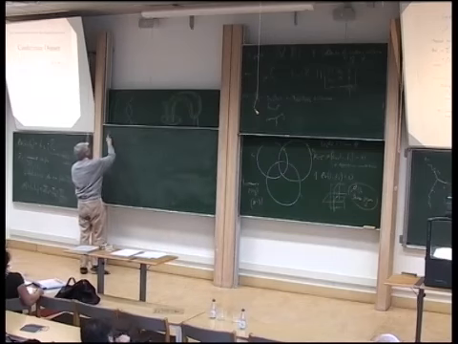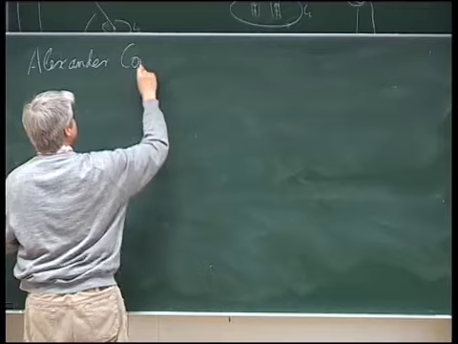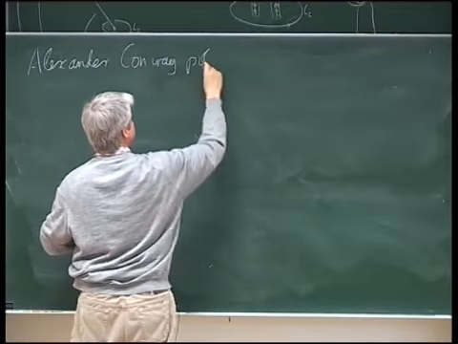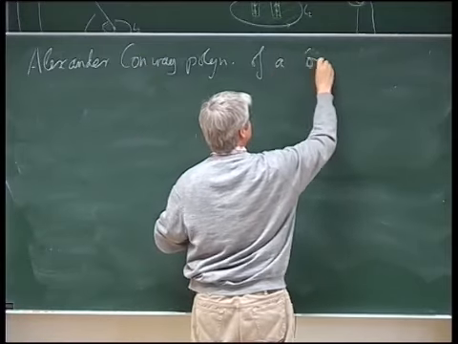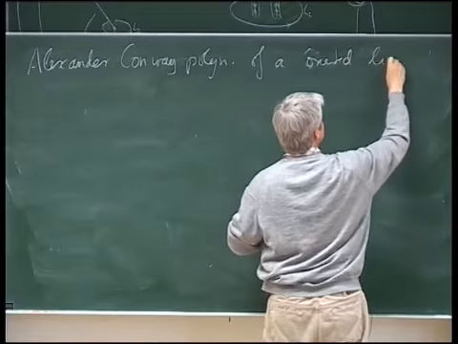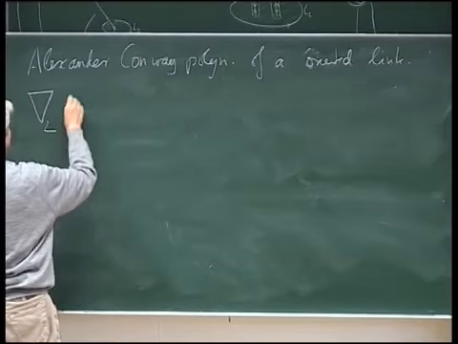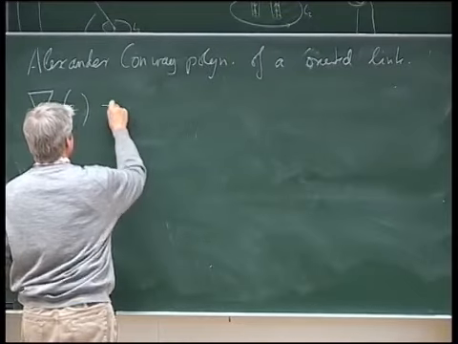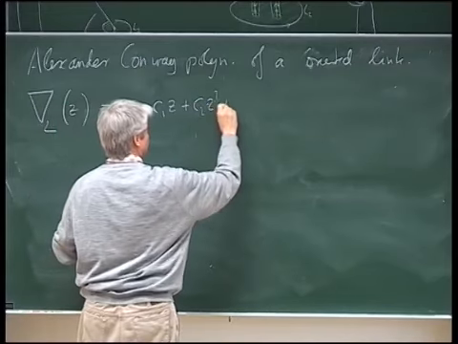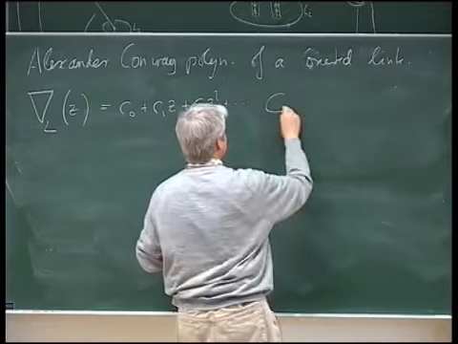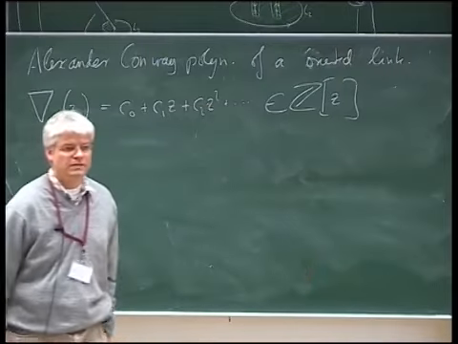So the Alexander version is really very old. The Alexander polynomial of a link, and again, an oriented link, will be denoted by nabla L of z. So the variable is z. I can write this as c0 plus c1 z plus c2 z squared plus etc. Each ci is an integer, and it's a polynomial in z. That's what it is.